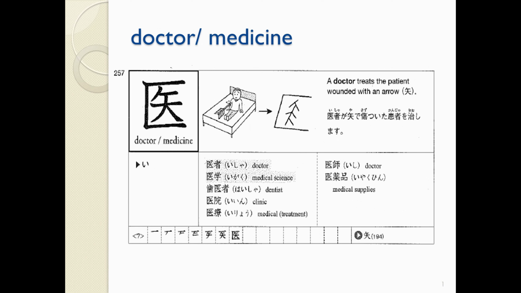This is the I in isha. The I in isha. So meaning like a doctor or medicine. And then the sha in isha is a person who does something, right? So a person who does medicine is a doctor. Isha. So we will start with 1, 2, 3, 4, 5, 6, 7.